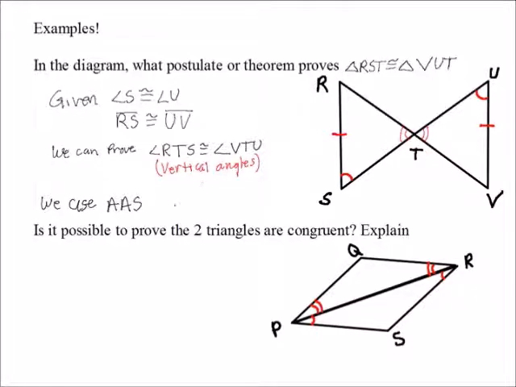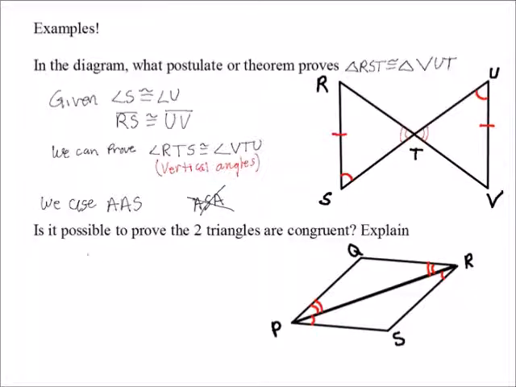And why is it not angle, side, angle? Why can we not use that? Because RS is not between these two angles. UV is not between these two angles, or these two angles. So we can use angle, angle, side because we have an angle and a non-included side.